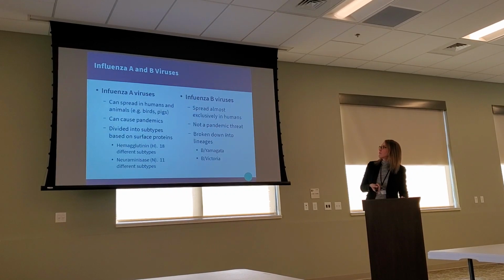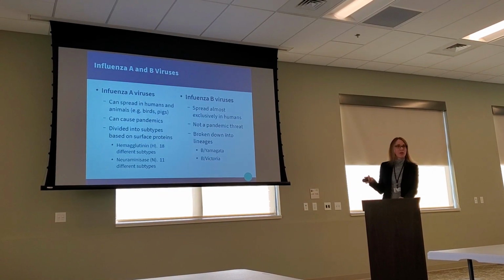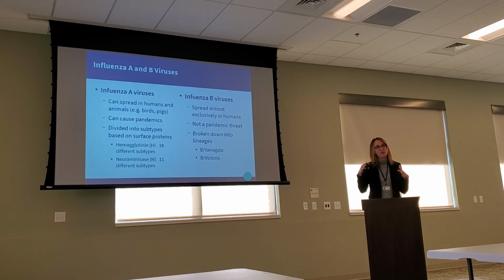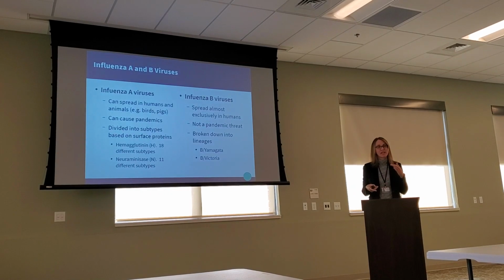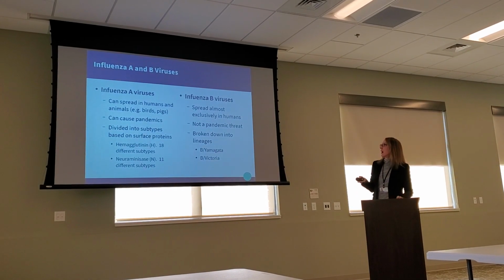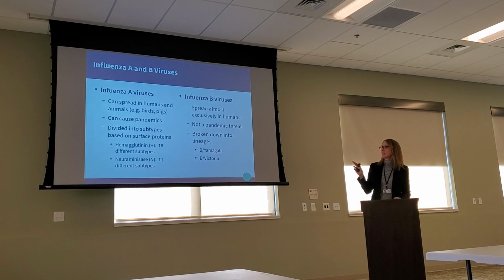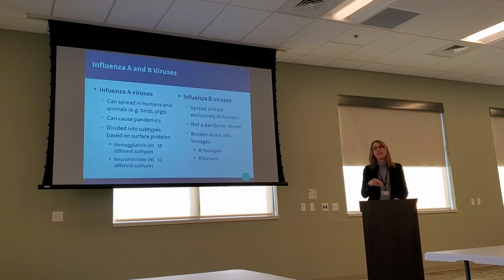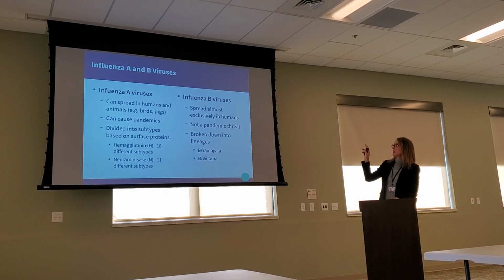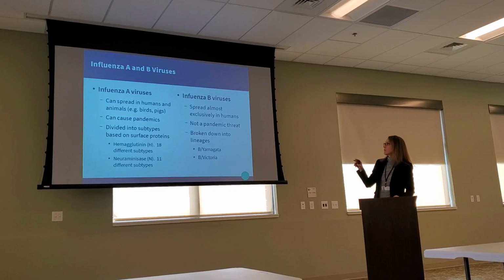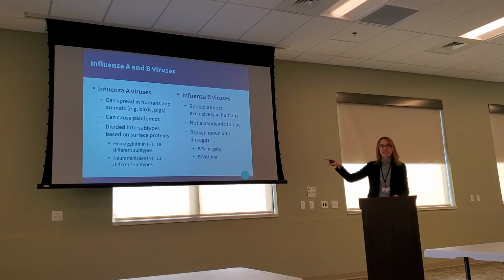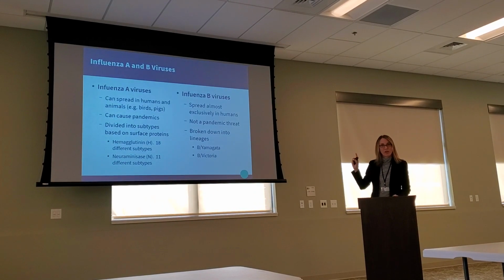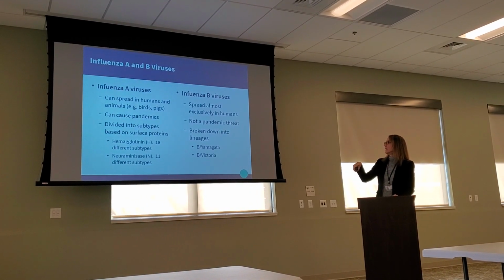Okay, so now we're going to talk about influenza A and influenza B. So as we said, during seasonal flu outbreaks, there are circulating viruses that are either A or B. So influenza A viruses can spread in humans and animals. So we hear about bird flu, we hear about swine flu. Influenza B viruses spread almost exclusively in humans. As we talked about, the A viruses can cause pandemics, and B viruses are not a pandemic threat. So they're responsible for seasonal flu.